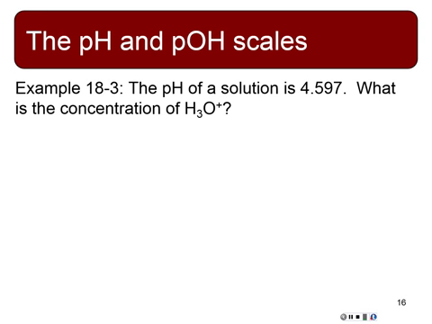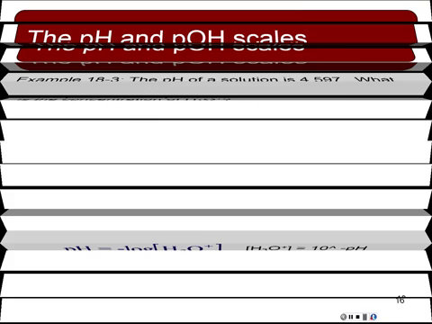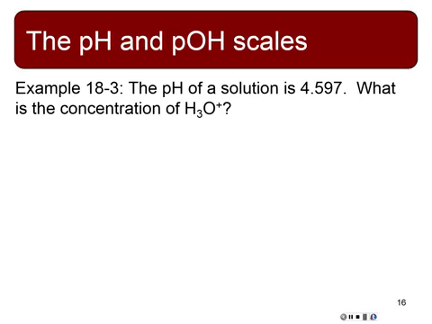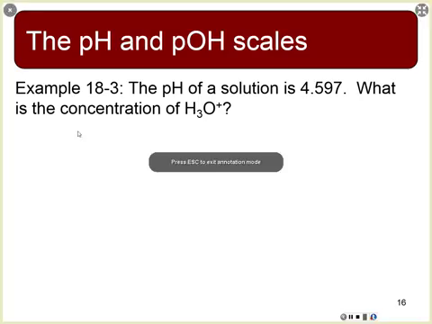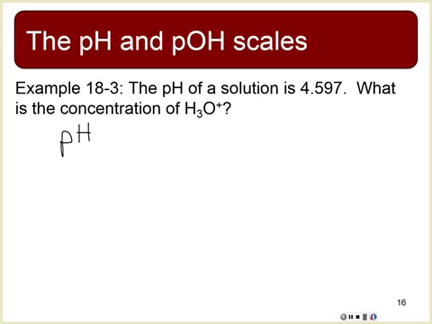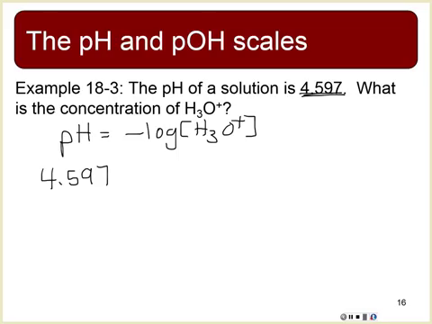So we take the same equation, and we say pH equals negative log of this. But this time we're given pH. So the pH is 4.597 equals negative log, and we'll just call this X, or hydronium, it doesn't matter. Does anybody remember how we could solve for X?